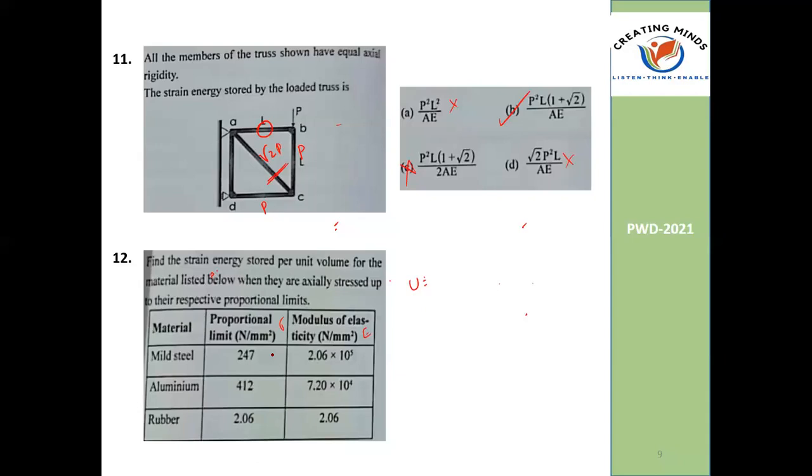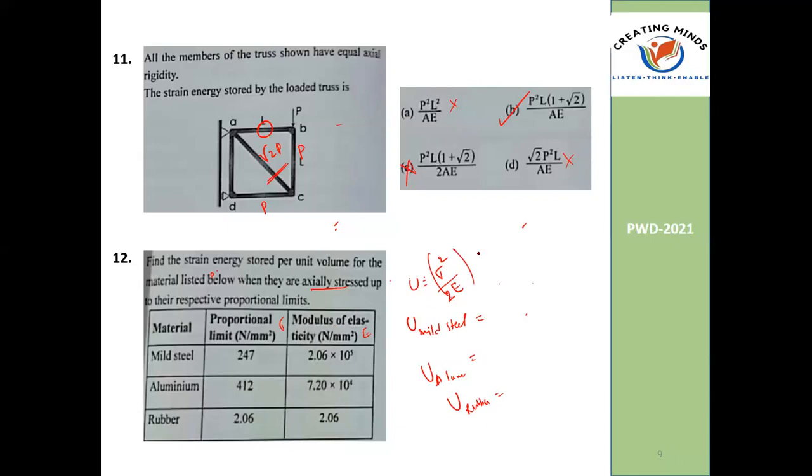What is strain energy? It's a general equation, for axially stressed members. Yesterday we solved it. Sigma is given. What is the equation? You all said it yesterday. Sigma square by 2E. Sigma square by 2E. Yes, how much does it come to when you compute? Sigma square by 2E. What is U for mild steel? Similarly, compute U for aluminium. Same equation. There is no change. Similarly, compute U for rubber. What is the answer? This is the general equation.